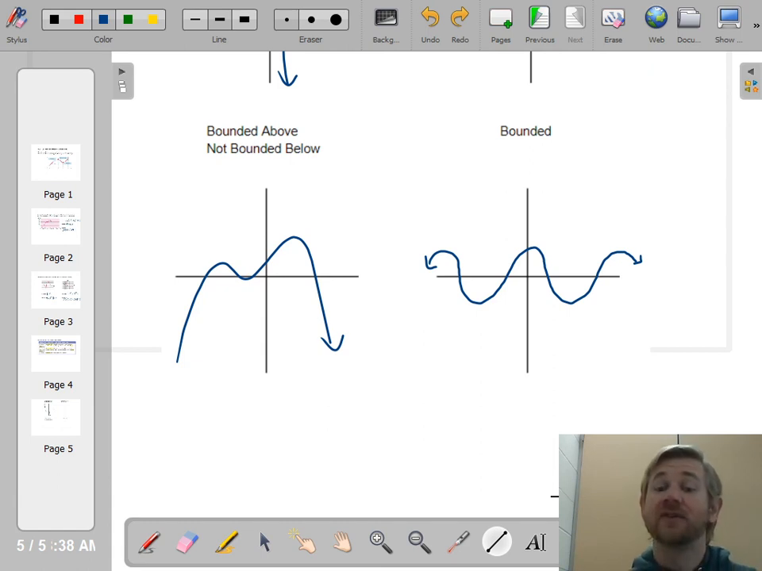So that's intervals of increasing and decreasing, and that's boundedness. What we're going to do next is talk about discontinuities. We'll make that a different video though.